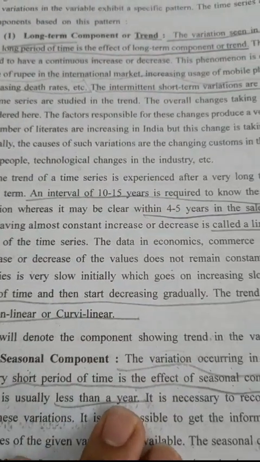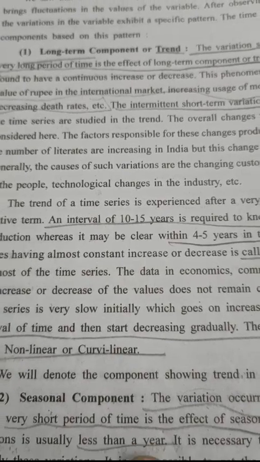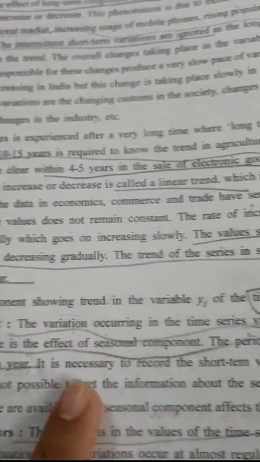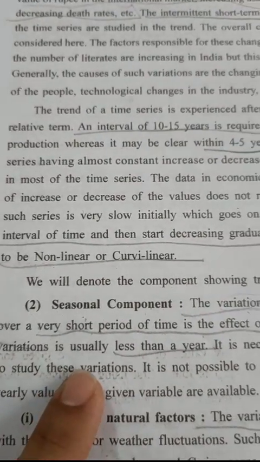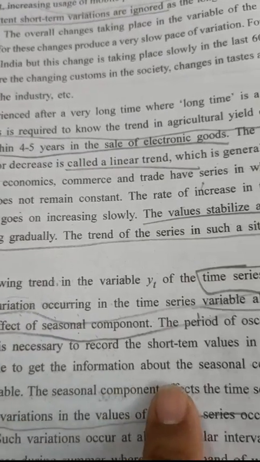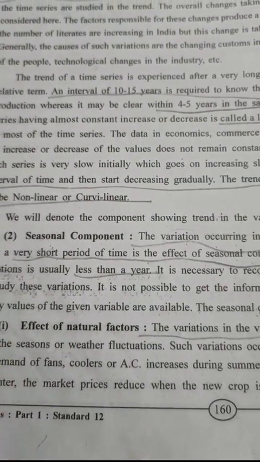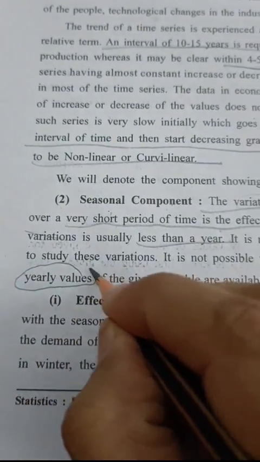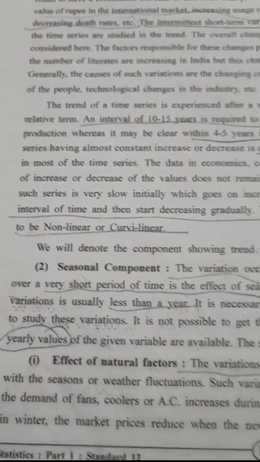The period of oscillation of such variation is usually less than a year. Now seasonal component does not last for 1 year or 2 years, it lasts for only a year, means in between a year only it gets completed. It is necessary to record the short term values in time series to study this variation. It is not possible to get the information about the seasonal component if only yearly values of the given variable are available. Now what they are telling, if the values are given yearly, then we cannot calculate the seasonal component.